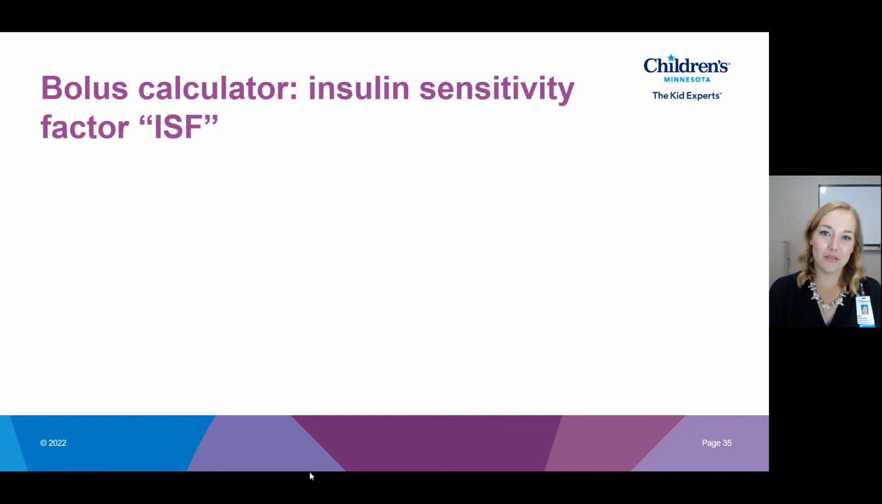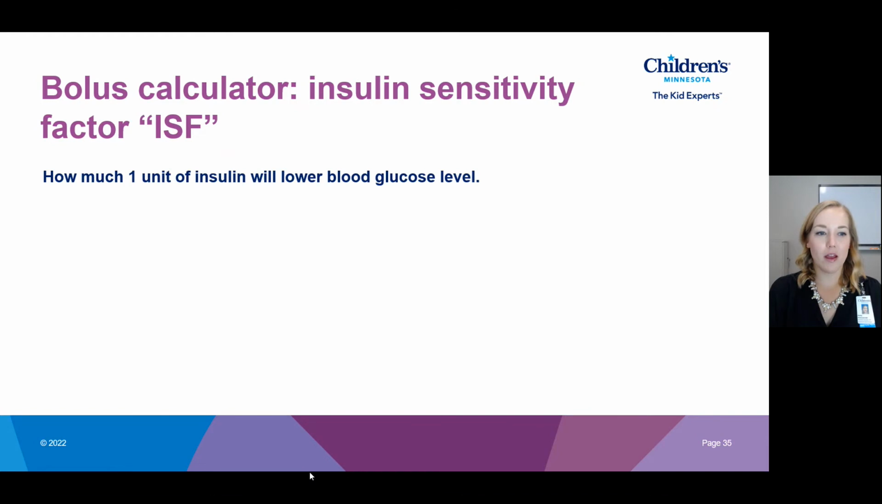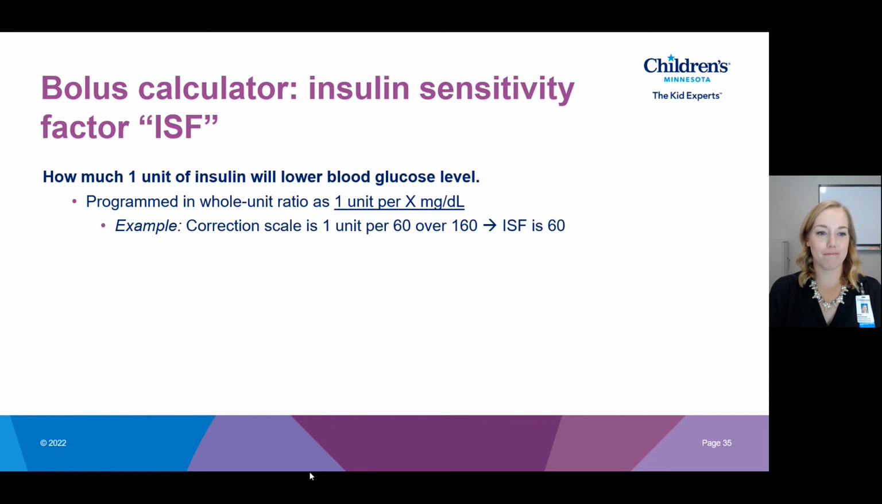Next up is our insulin sensitivity factor, or our ISF. Our ISF is how much 1 unit of insulin will lower the blood glucose level. It's essentially saying, how sensitive are you to insulin? In the pump, this is programmed in a whole unit ratio. So you program it as 1 unit per X milligrams per deciliter. So for example, if your correction scale is 1 unit for every 60 points over 160, your insulin sensitivity factor would be 60, because we expect your blood sugar to drop 60 points for every 1 unit of insulin you receive.